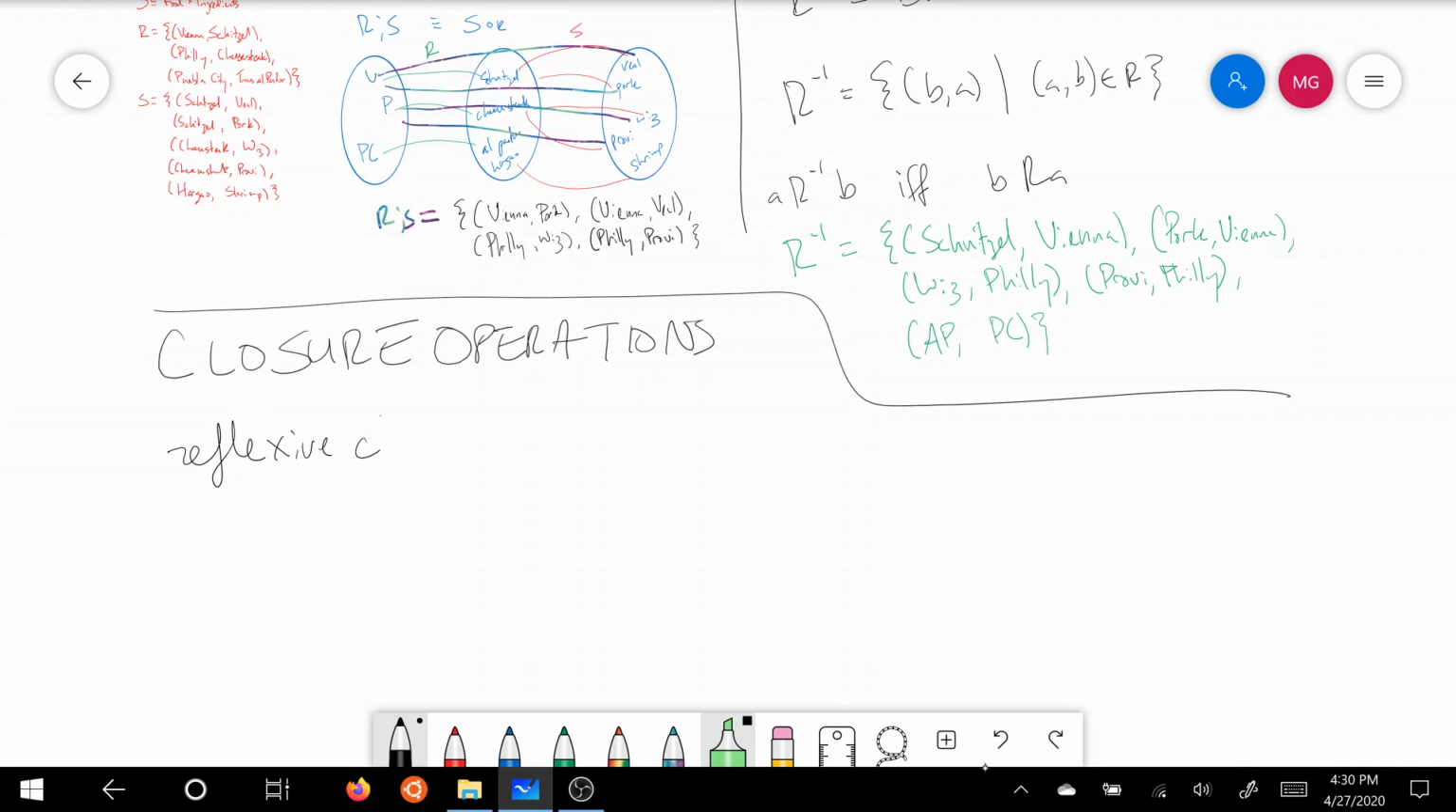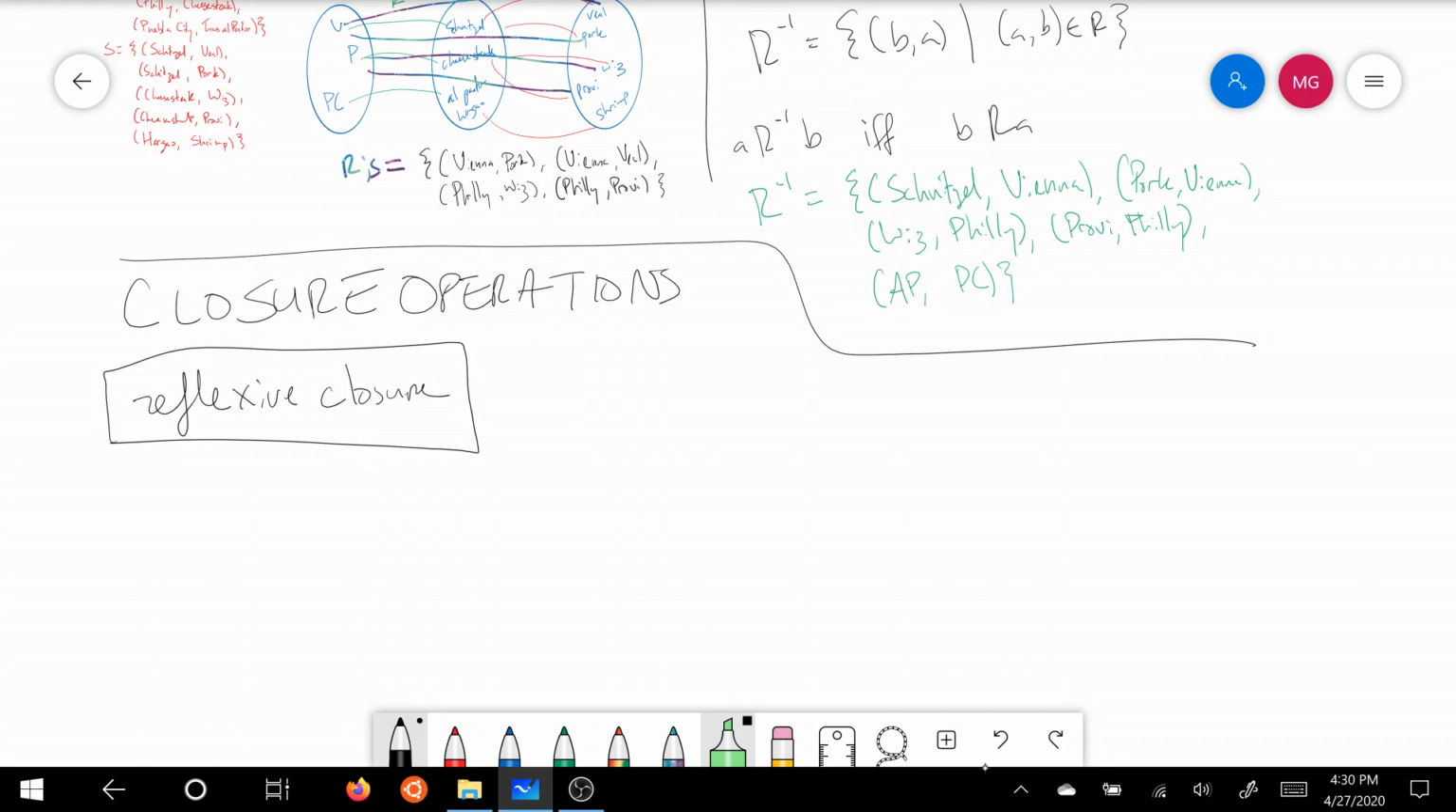Okay, reflexive closure. The reflexive closure is something that takes R in A times A. This is a commonality. All of these are going to work on this assumption that our relation is a relation on a set. R is a relation on A, and that means it's a binary relation where both sides are A.